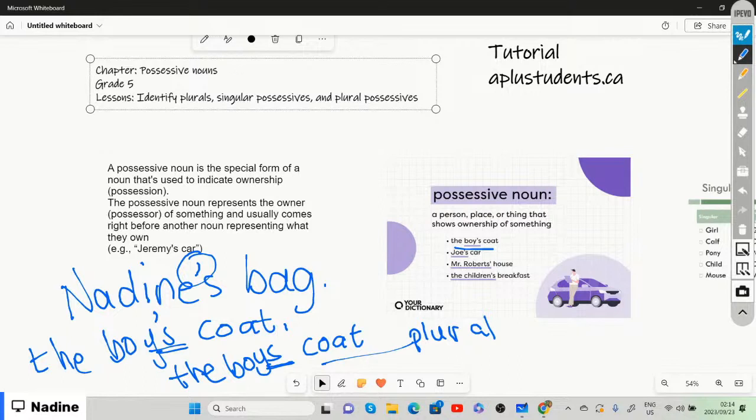The children's breakfast. The children's breakfast. So children's, right? Meaning that the breakfast belongs to the children. They are having breakfast. Children's. Because, like I say, if you are just going to add an S to whichever word, then it just means that you are making mention of it in the plural form, not in a possessive form.